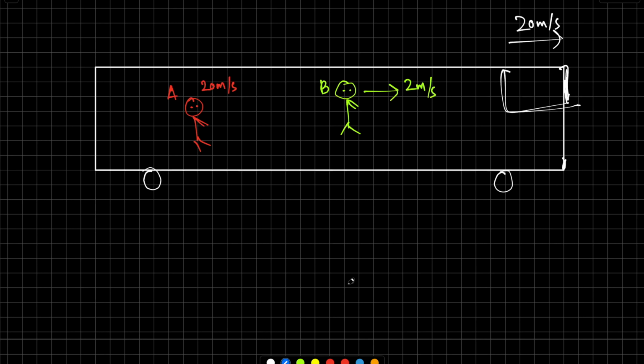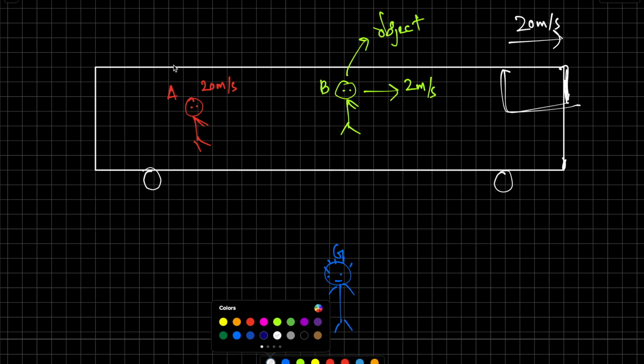There is one more person. He's standing on the ground. He's not moving. He's just standing on the ground, watching the motion of this bus. Let's call him G. In this scenario, who is the object? Person B is the object. He is moving inside a moving reference frame. And what is the moving reference frame? This bus. Or you could call person A the moving reference frame because he is moving with the same velocity as that of the bus.